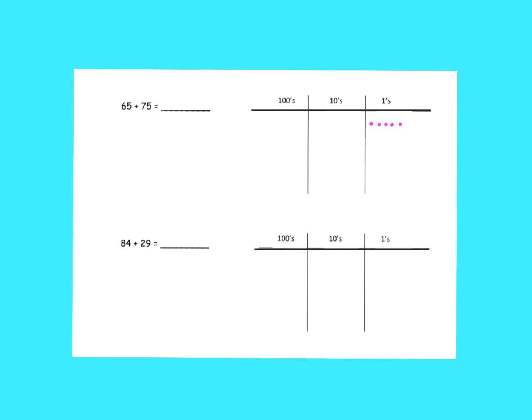And we have our tens place. So we want to come to the tens column and we add in our 6 here. 1, 2, 3, 4, 5, 6. And we're going to do the same for the 75. And that's again 5, 1, 2, 3, 4, 5. And we have a 7 here. 1, 2, 3, 4, 5, 6, 7.